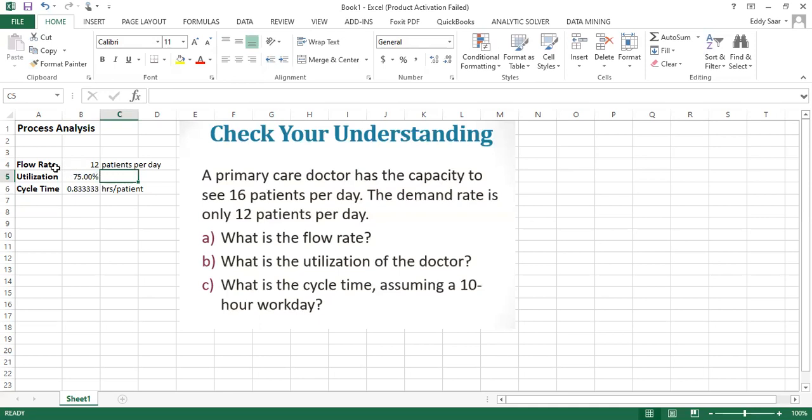And this is how you find the flow rate, the utilization, and the cycle time.